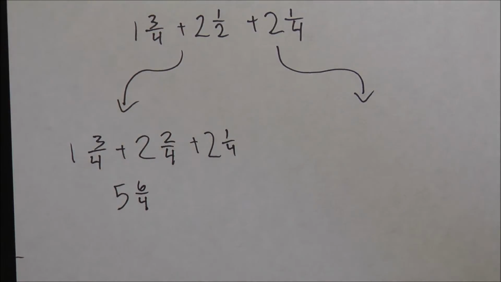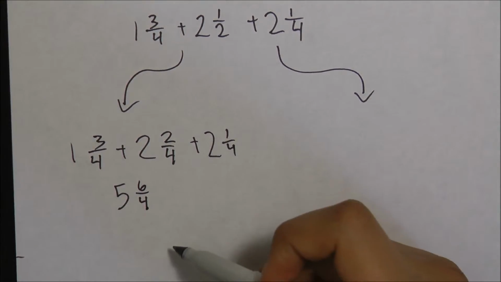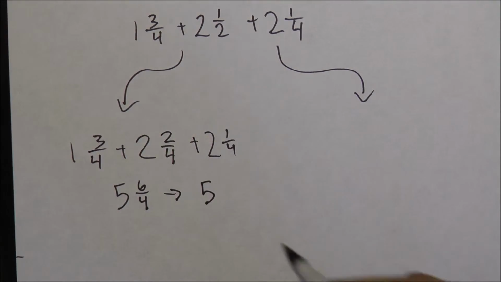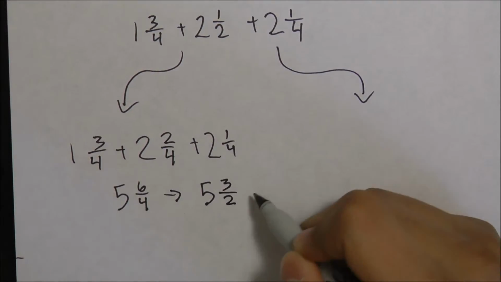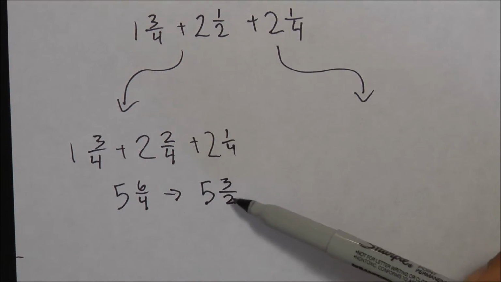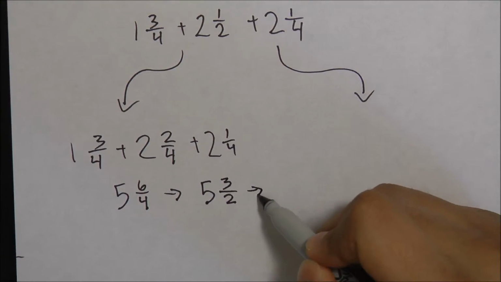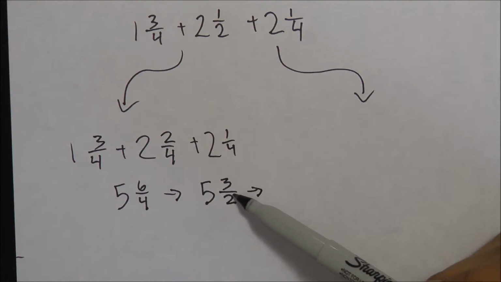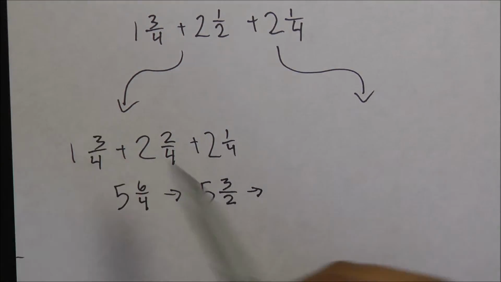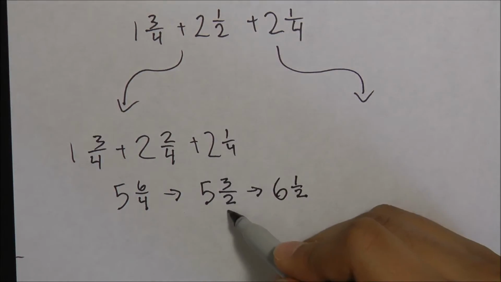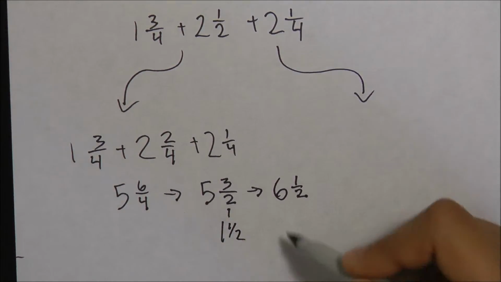This is not the final answer. 6/4 can be reduced to 3/2. And this is more than 1. 3/2 is 1.5. So we have to add 1.5 with 5. So that's going to be 6.5. Because this is 1.5.